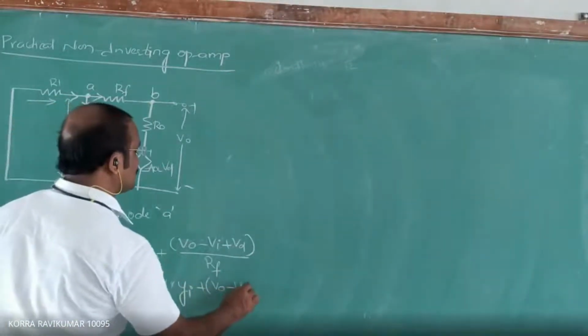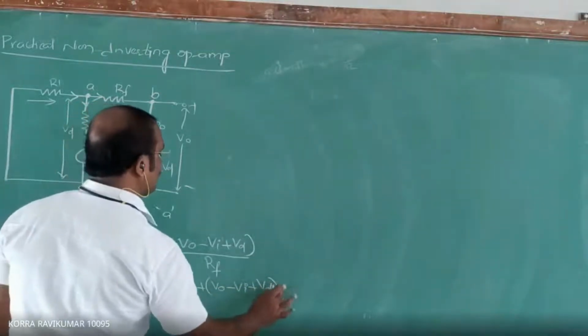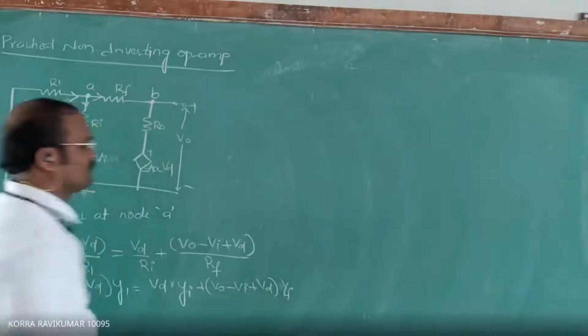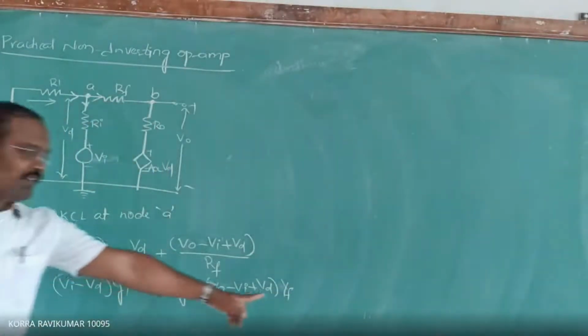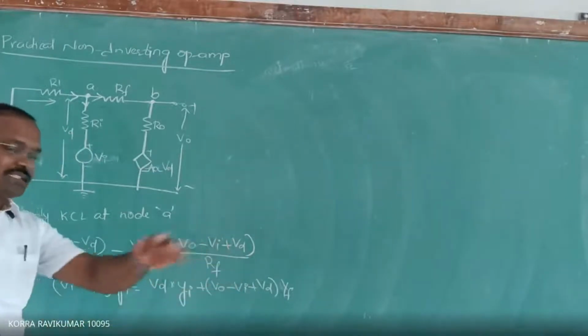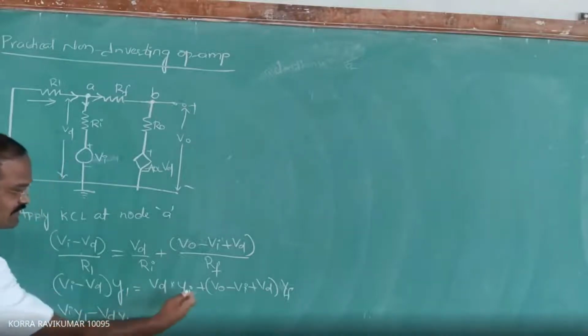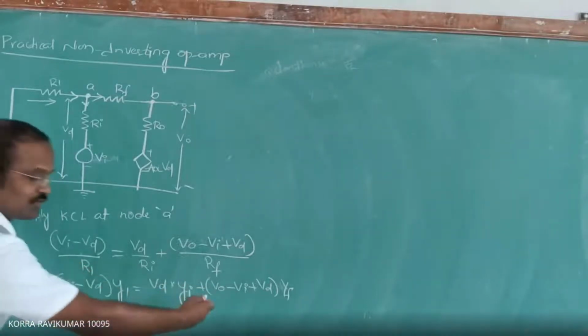(V0 minus Vi plus Vd) into Yf. Here Yf is equal to 1 by Rf. Now make it simplified. So here Vi into Y1 minus Vd into Y1. Bring these RHS side terms to LHS side.